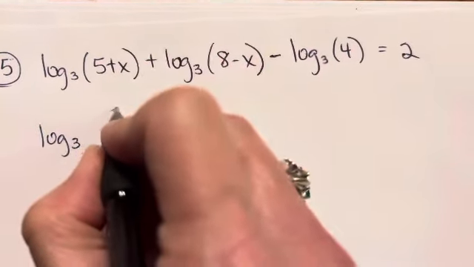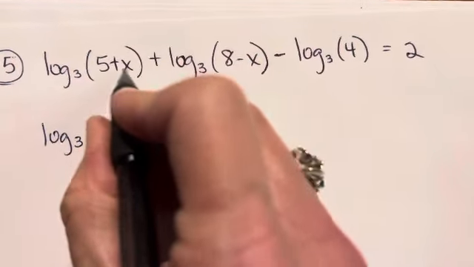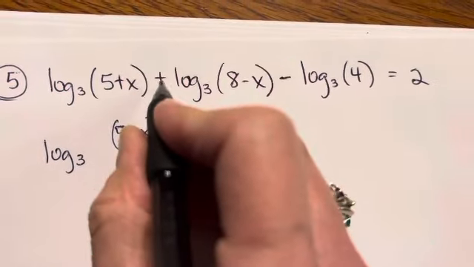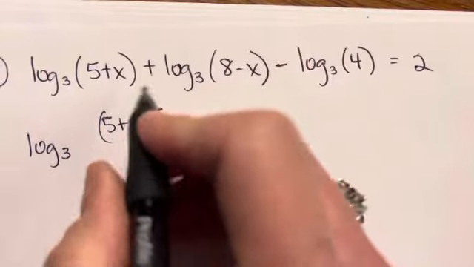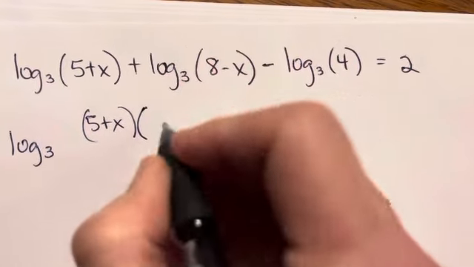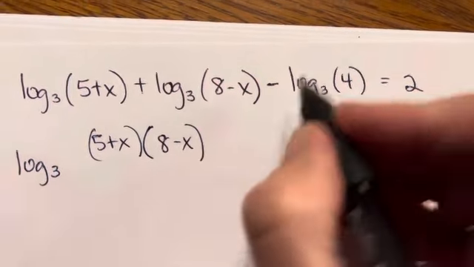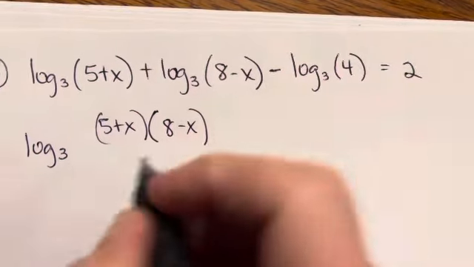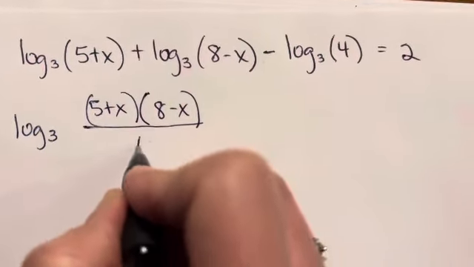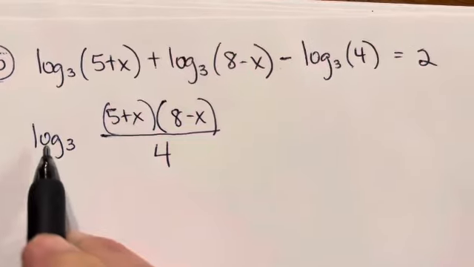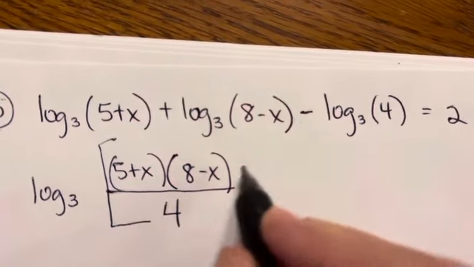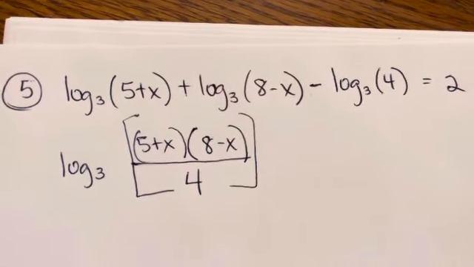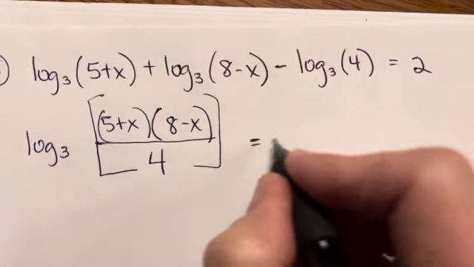Okay, so I've got this 5 plus x. He's got several terms, so I'm going to put him in parentheses. I'm adding, so I know to take the 2 and make them 1, I'm going to multiply. If you're adding, you combine by multiplying. Look, I'm subtracting, which means I'm dividing. Again, I want you to notice I only wrote the function log base 3 one time. That's what it makes. Okay, and then this equals 2.